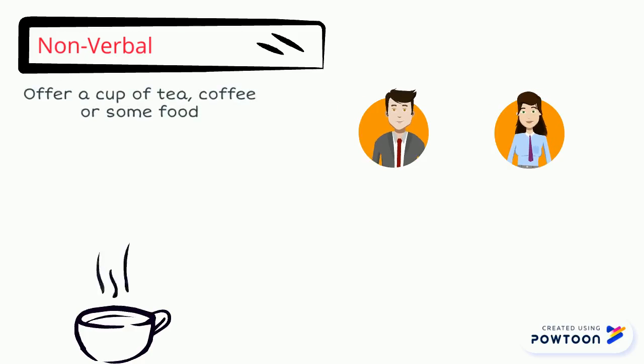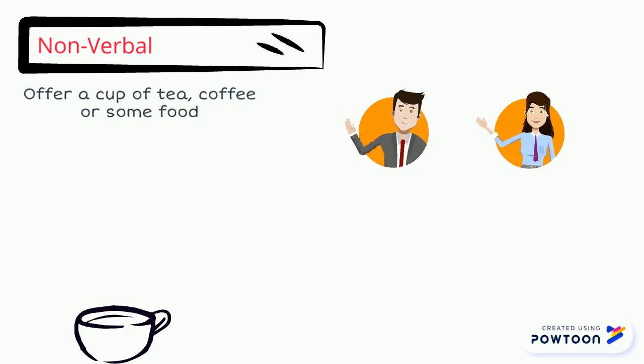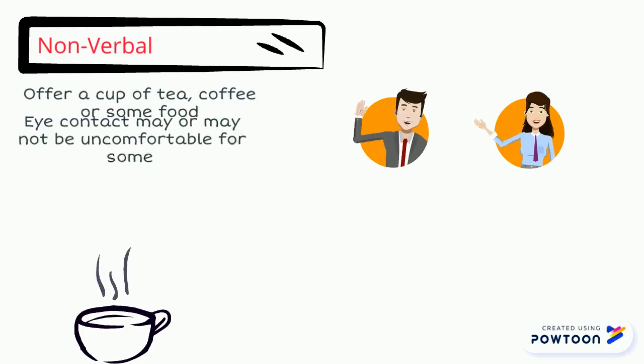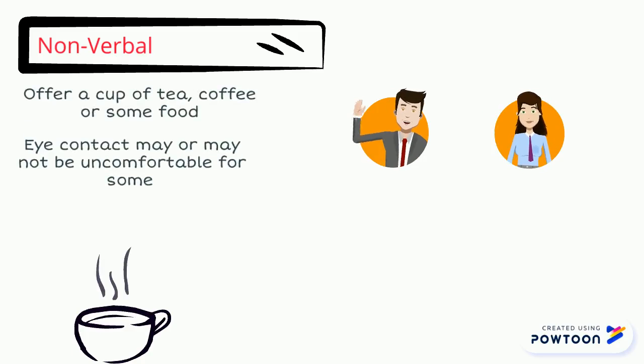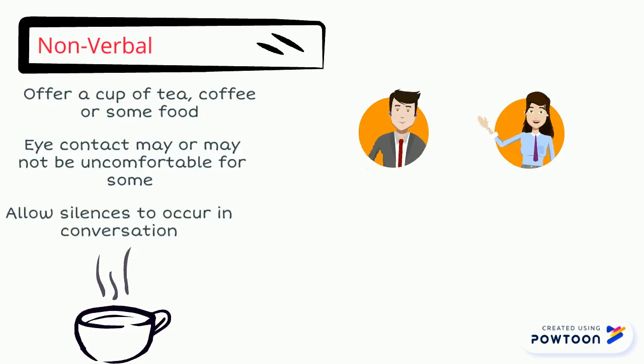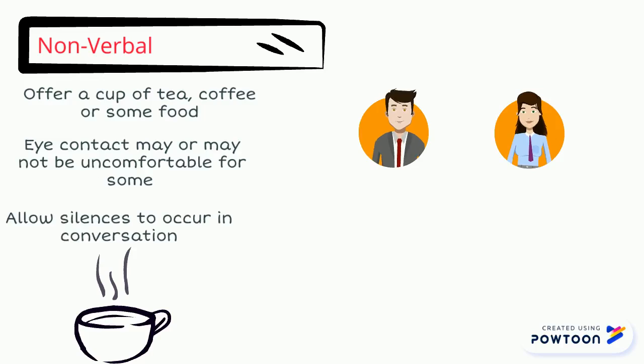Non-verbal communication strategies. So offering something like a cup of tea can be seen as an invitation into a friendly environment. Eye contact can be received differently from individual to individual. And allowing silence in conversation is a good way to let someone think through the information and actually respond truthfully.